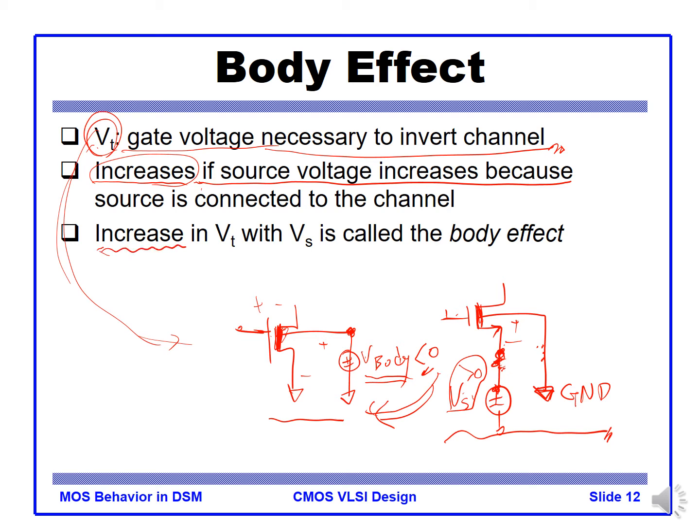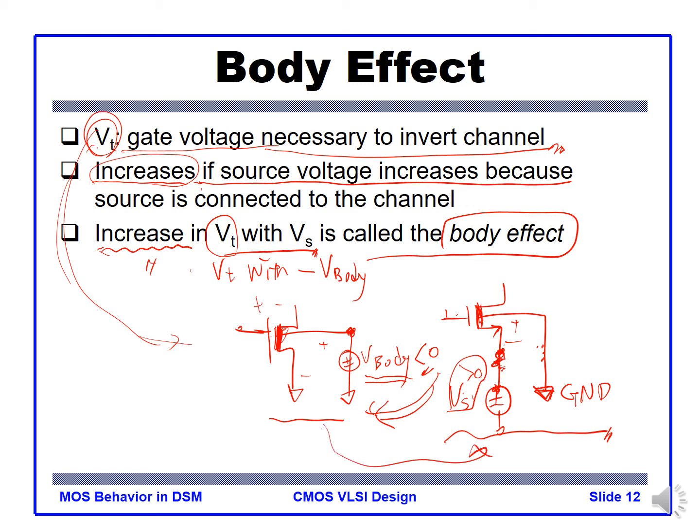So we know that VT increases with VS. This is called the body effect. This is also the same for VTH with the minus V body, right? The lower body voltage will increase the VT, right? This is called the body effect. So you can think of this body effect in two different scenarios. You have to understand that.